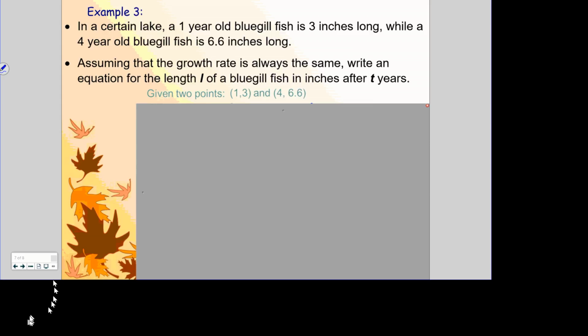So if we know that time is 1 and 4, I could label those as my T's, and then the lengths L. This gives us an idea of the x and y values. Okay, so the y's come second, right, in our points.